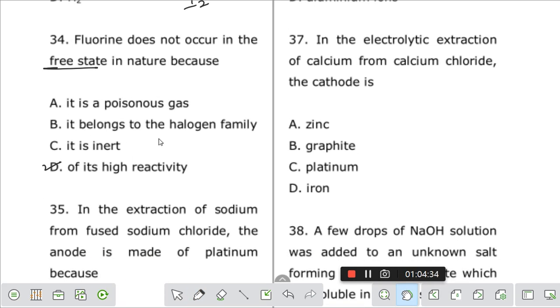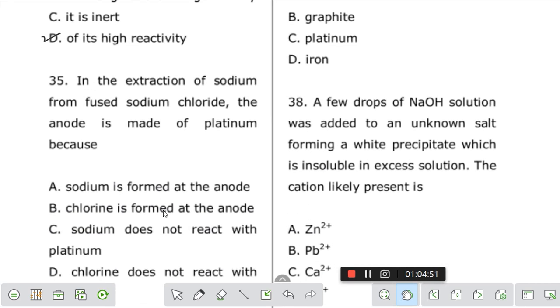Of course it belongs to the halogen family, but that's not what they're asking us. Some of you can quickly go and choose that it belongs to the halogens. No, they're asking us something specific: the main reason why it is not found in free nature.